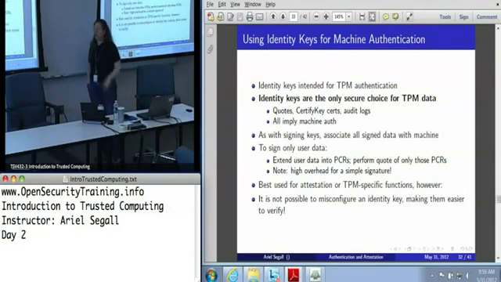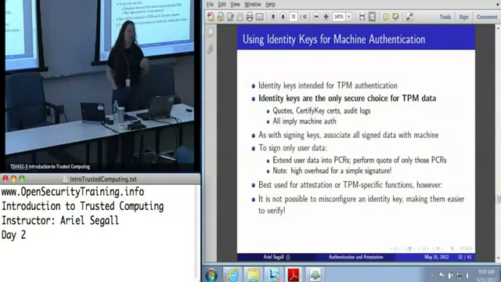So if you are only signing user data, you actually can do this with a quote by the simple expedient of extending user data into a PCR and doing a quote of only that PCR and ignoring everything else. This is awfully high overhead, given that you've got to include amounts and so forth, but you can do it. But really where identity keys shine is attestation and the TPM-specific data formats.